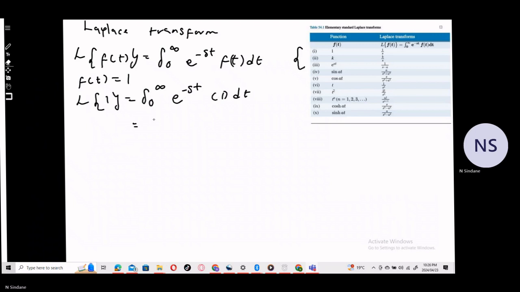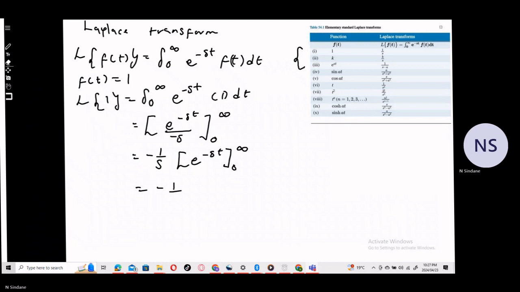And this will give us what? We can directly integrate this because this is 1. Directly integrating this, we will have e to the power negative st over negative s from 0 to infinity. Then, I don't like dealing with fractions, so I take out the fraction. Then I'll be left with e to the power negative st from 0 to infinity. So in this case, this is s.